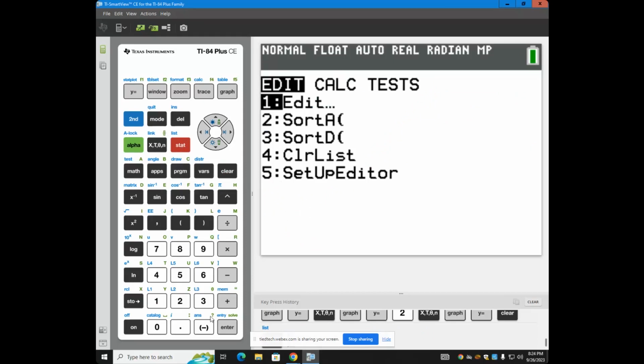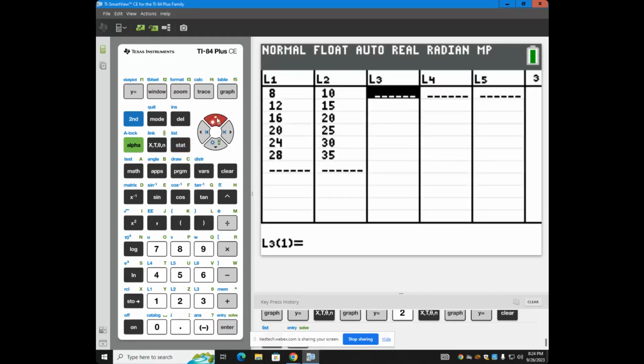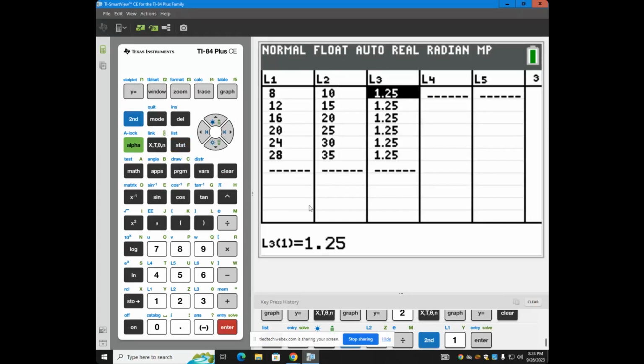But for the sake of time, I want to go back here, and now we want to actually calculate what that multiplier is. So when you are in L3, we can actually calculate Y divided by X. To do that, we are going to press second and the number 2 button, because we want to do L2 divided by L1. And just like Excel, once you do that formula, it will calculate that and put it all the way down here.